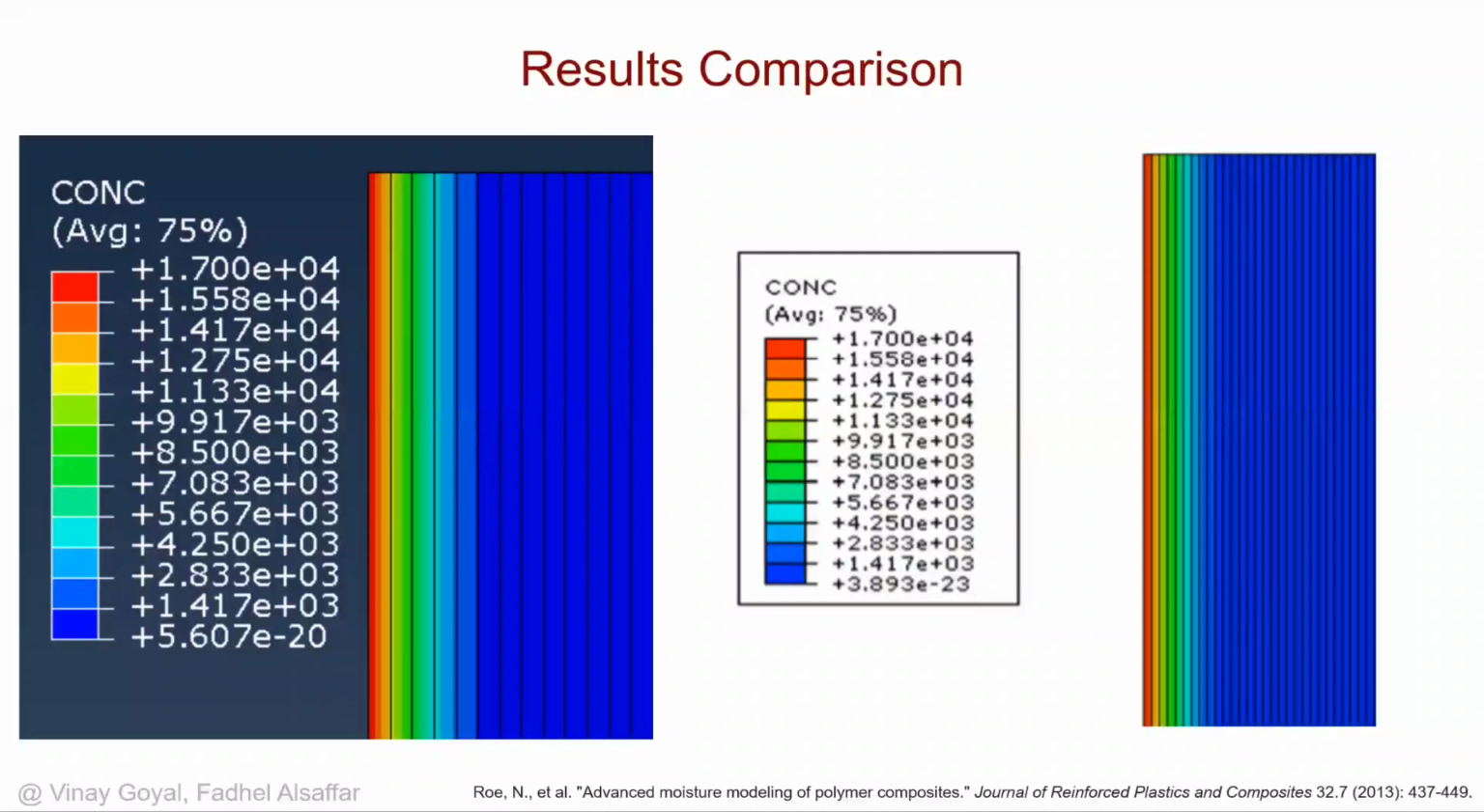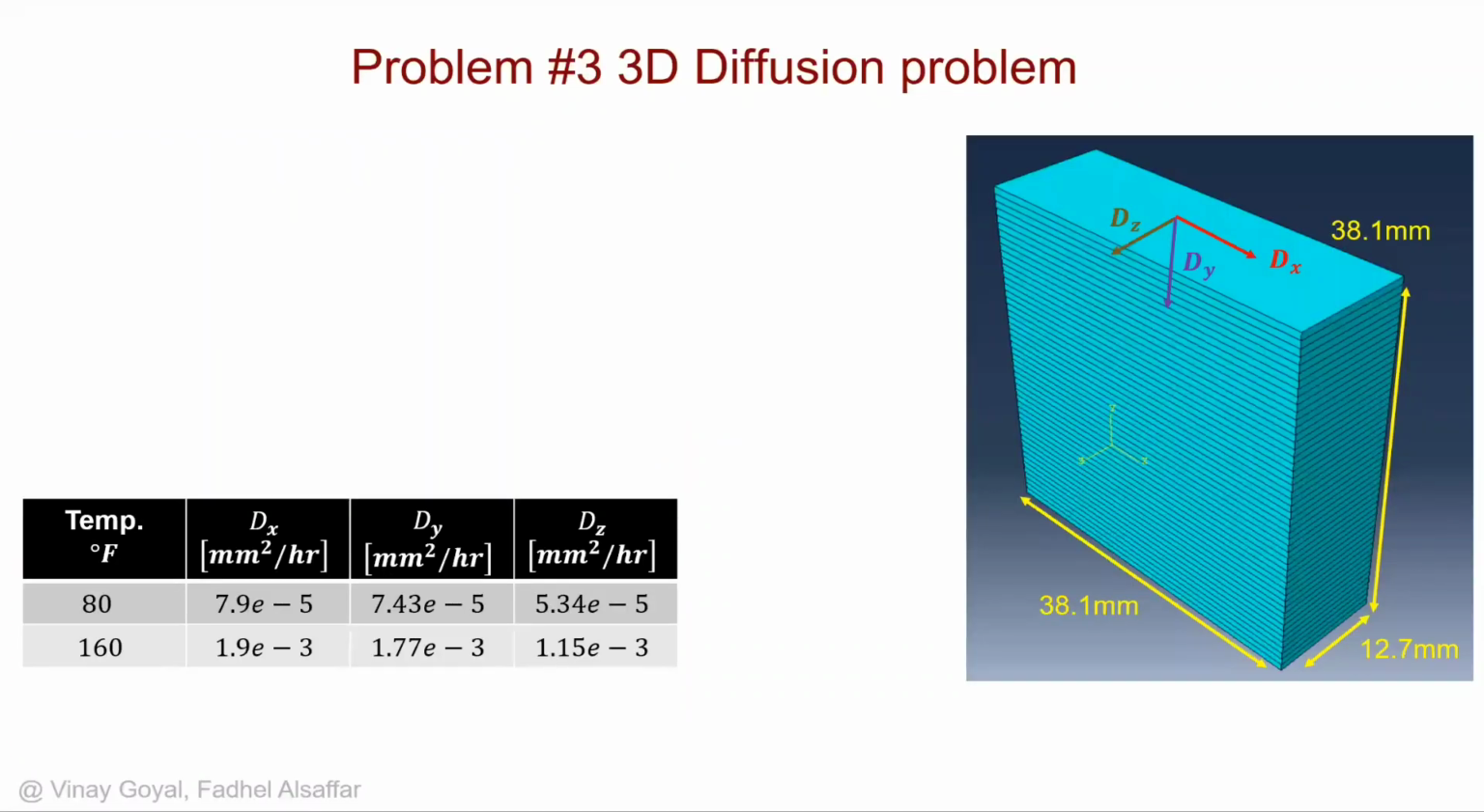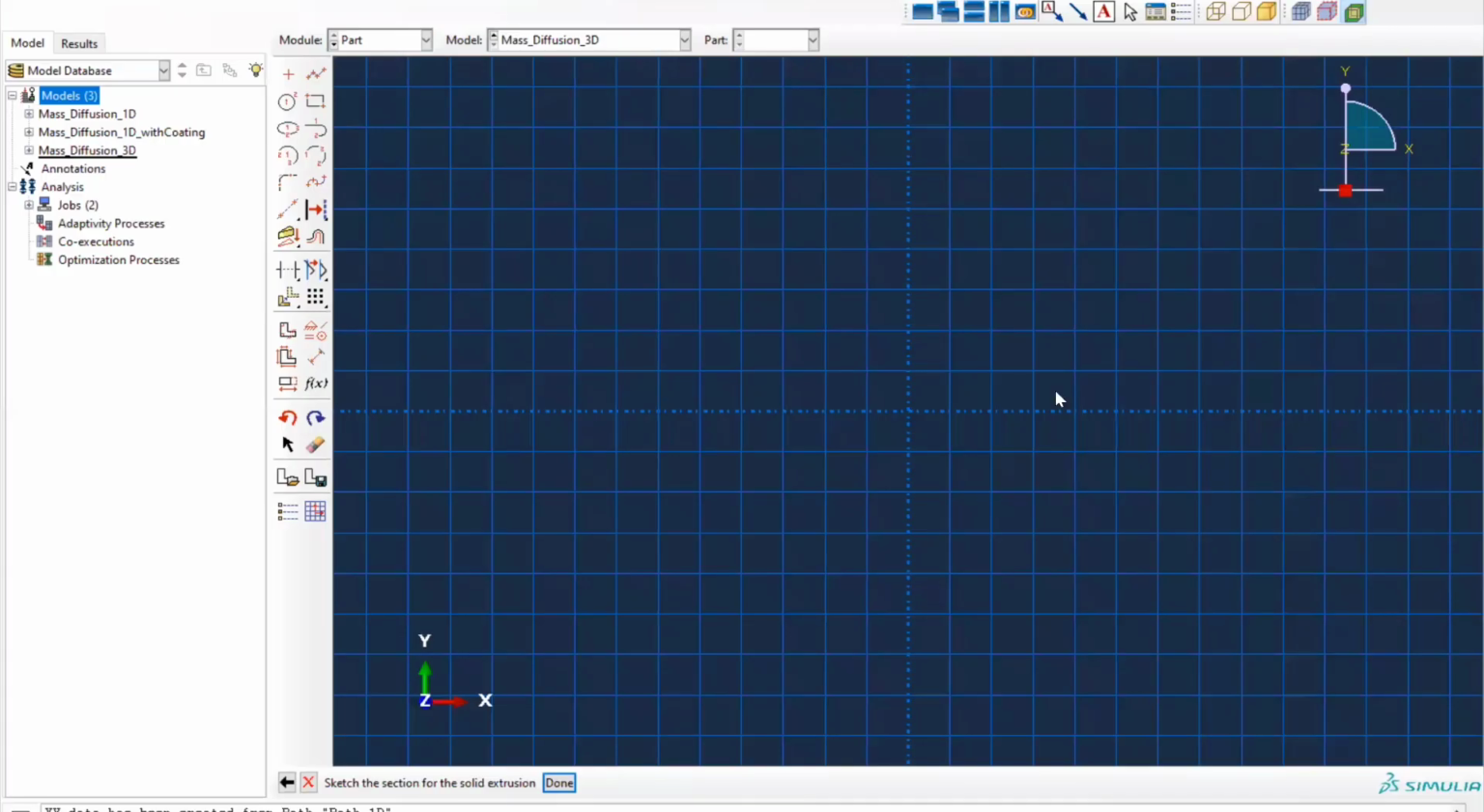Let's go to our 3D part. So for the 3D part, we have the same material properties, but now we have diffusivity along X, Y, and Z. We have the two temperatures. We have the size of this one, which has a width of 38.1 along the X, and along the Z we have a depth of 12.7. We have a height of 38.1. So let's set these parameters now.